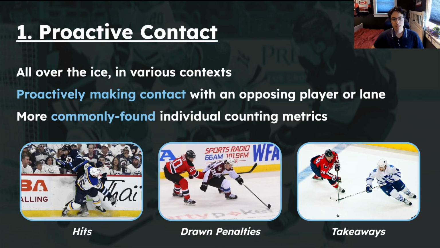Now, we've identified 6 specific high contact situations in this study, the first being proactive contact. These are more commonly found peripherals that you'll find around in the public sphere. These are plays where a player actively makes contact with an opposing player or puck in different contexts. This can include hits, penalties being drawn, takeaways, and stats of that measure.